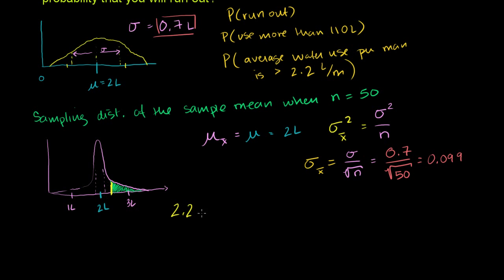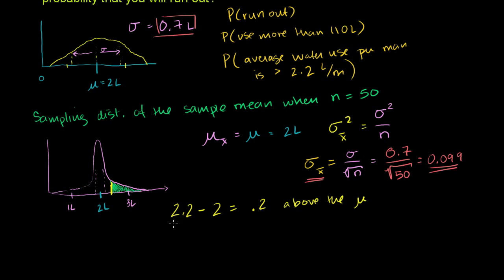That's right over here. Our mean is 2, so we are 0.2 above the mean. And if we want that in terms of standard deviations, we just divide this by the standard deviation of this distribution, which we figured out. The standard deviation of this distribution is 0.099. You'll see a formula where you take this value minus the mean and divide it by the standard deviation. That's all we're doing. We're just figuring out how many standard deviations above the mean we are.